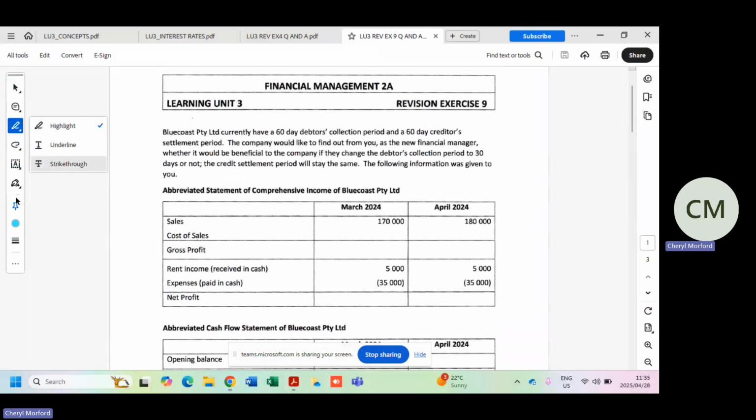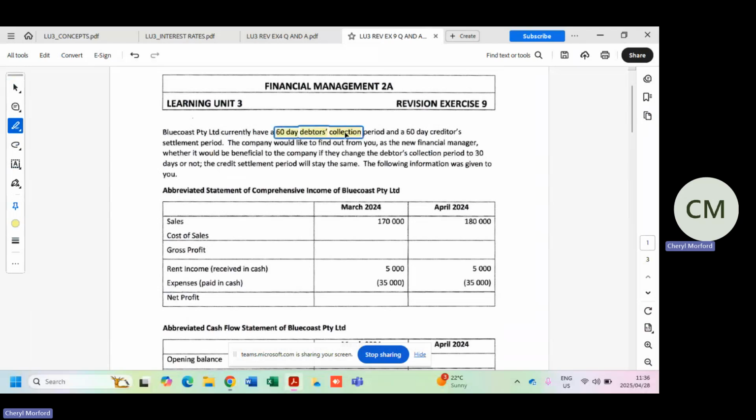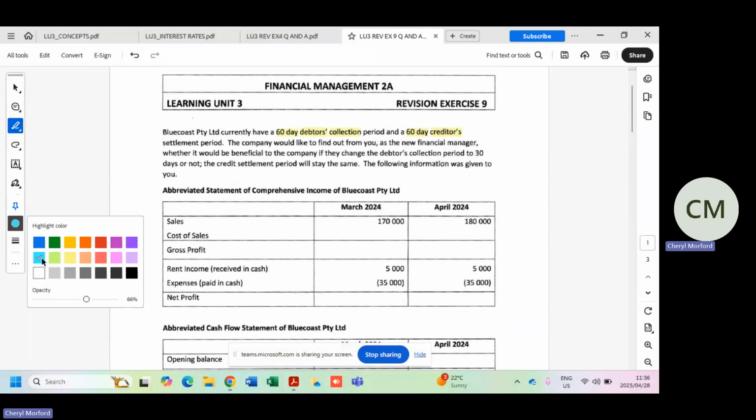The initial information is that we have a 60-day debtors collection period, and we also have a 60-day creditor settlement. We now want to find out if we can improve the situation, if we keep the credit settlement period the same, but shorten the debtors collection period to 30 days. We want to do this for a period of 2 months.